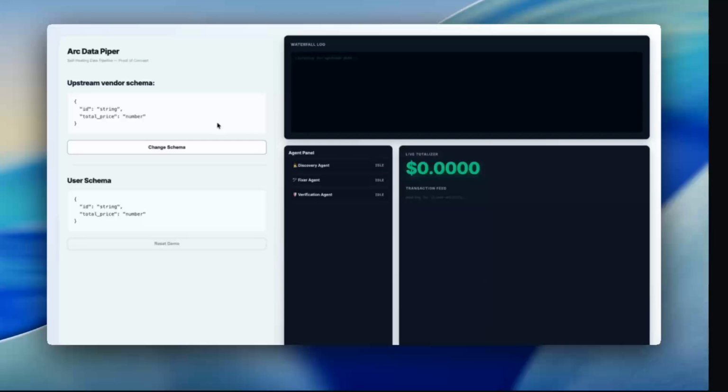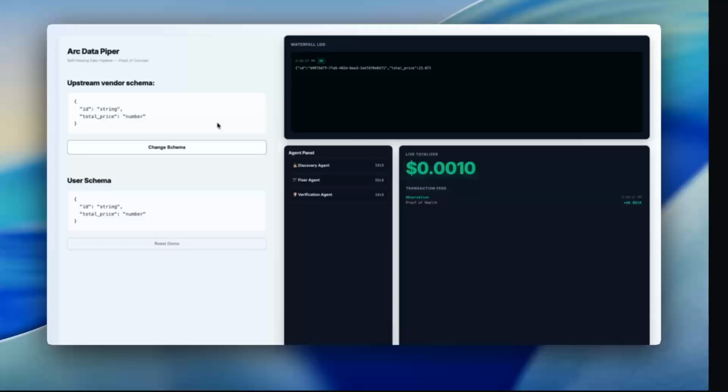Welcome to ArcDataPiper. What you're seeing right here is a shift in how we think about infrastructure. Now, look at the center panel, the live totalizer. Most observability platforms like Datadog or Monte Carlo charge you a massive flat monthly subscription. They charge you whether your data is flowing, broken, or non existent. You're paying for the possibility of monitoring. We've flipped that. We've implemented pay as you live.